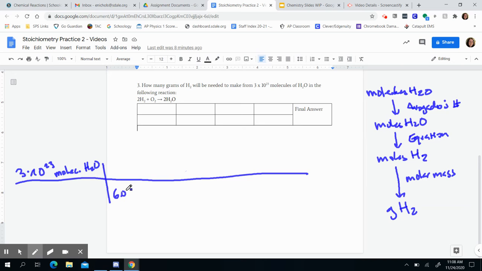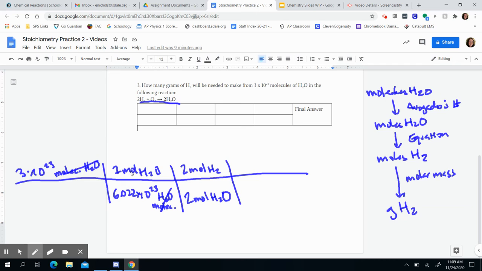I know that 6.022 times 10 to the 23rd H2O molecules is the same thing as 1 mole of H2O. Whew, now it's going to fit. So now my molecules of H2O cancel, and I'm left with moles of H2O. So now I can look at my formula over here, and I can see that for every 2 moles of H2O, I need to have 2 moles of H2. Great. So now moles of H2 cancels, and I'm left with moles of hydrogen gas.